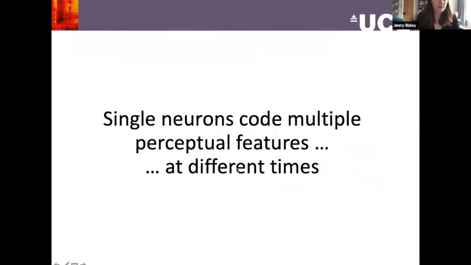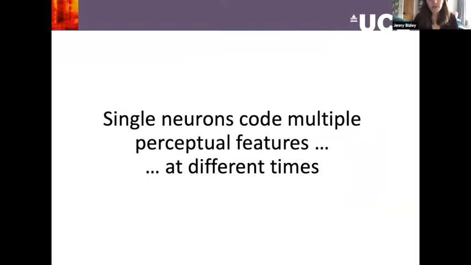Okay, so single neurons are coding multiple perceptual features, but is it possible that they're doing so at different times? Because if the neural sensitivity is mixed, then how are you as a listener able to disambiguate a change in timbre from a change in pitch, for example? So one possibility is that this is an emergent property of a population code that we don't see when we look at the single neurons in this manner.